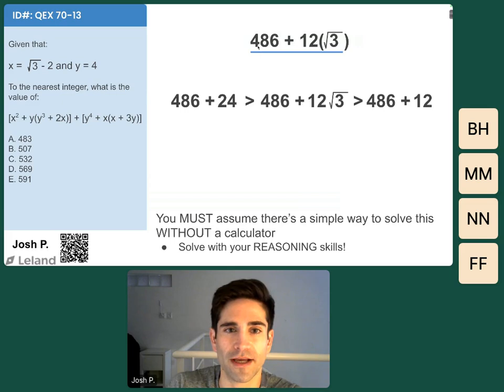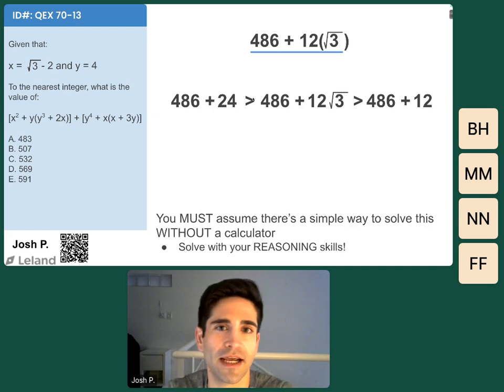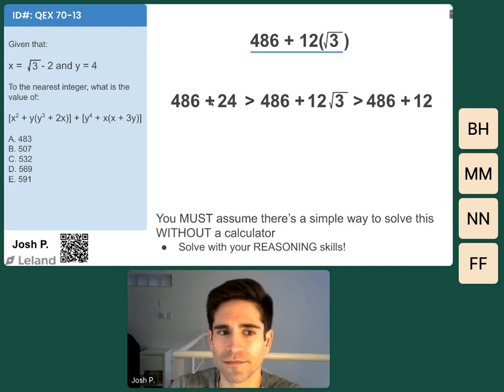And then we see 486 plus 12 square root 3. We can add 486 on both sides.